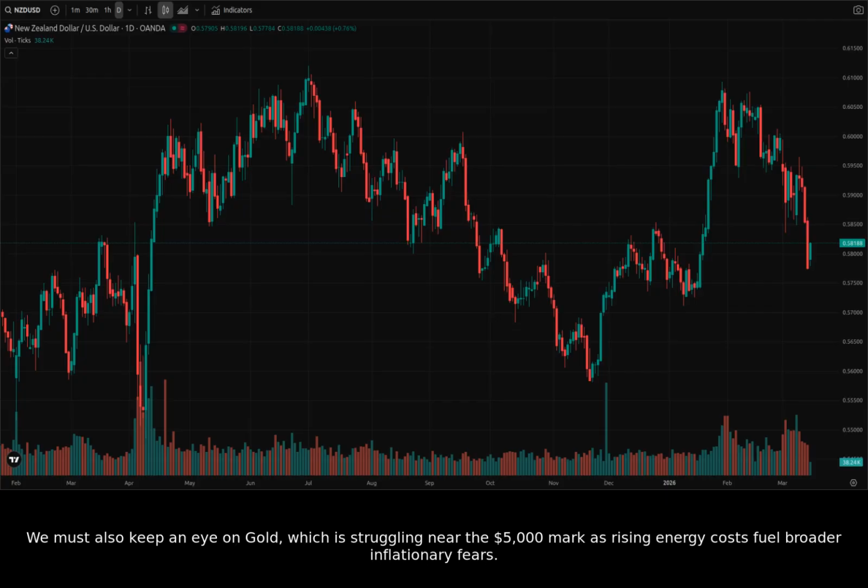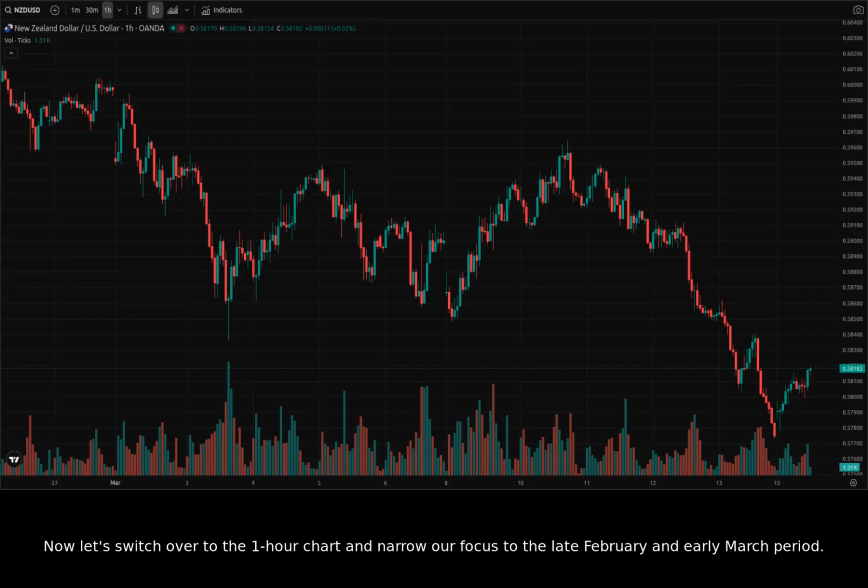positions. We must also keep an eye on gold, which is struggling near the $5,000 mark as rising energy costs fuel broader inflationary fears. Now let's switch over to the 1-hour chart and narrow our focus to the late February and early March period. In this specific range, we can clearly see the breakdown that occurred as the pair fell from the 0.606 resistance area.